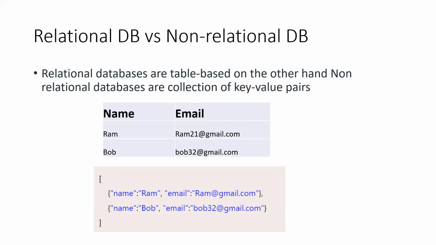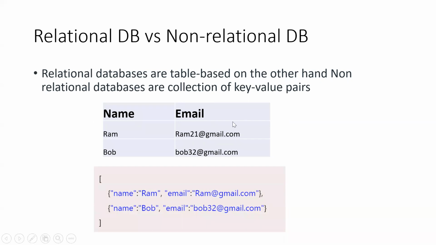Not only columns, we also need to think about the data types of the columns and all. There are lots of things. I'll be discussing those things one by one. But as of now, just think that in a relational database, we should be having a columnar structure.